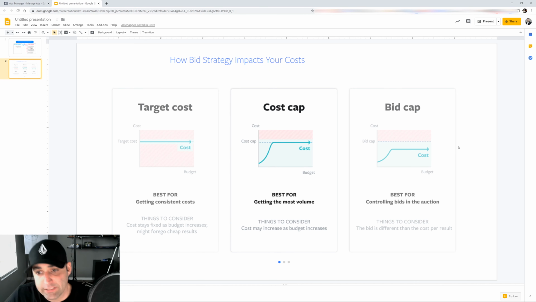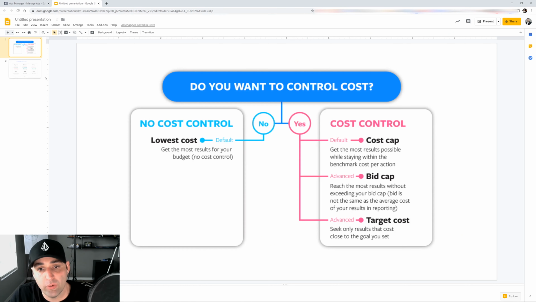Again, these are my favorite ones. Going back to it, lowest cost if you're a newbie: learn your numbers, learn your KPIs. Based on those numbers, then you can move into your manual bidding, which is cost cap, bid cap, target cost. Cost cap: get the most results possible while staying within that benchmark of cost per auction. It's going to go for the lower hanging fruit, but it's not going to go over that cost cap that you set. Bid cap: reach the most results without exceeding your bid cap.